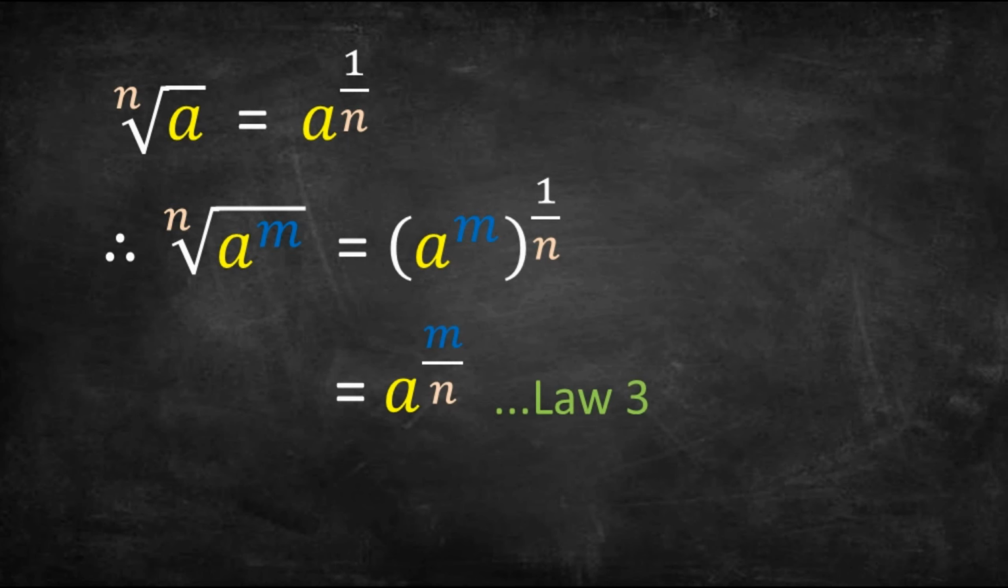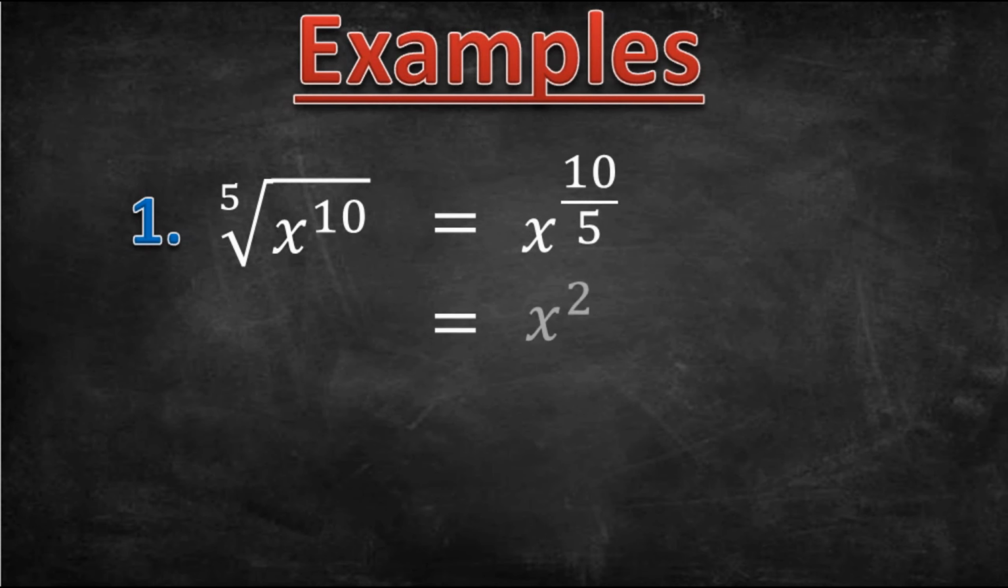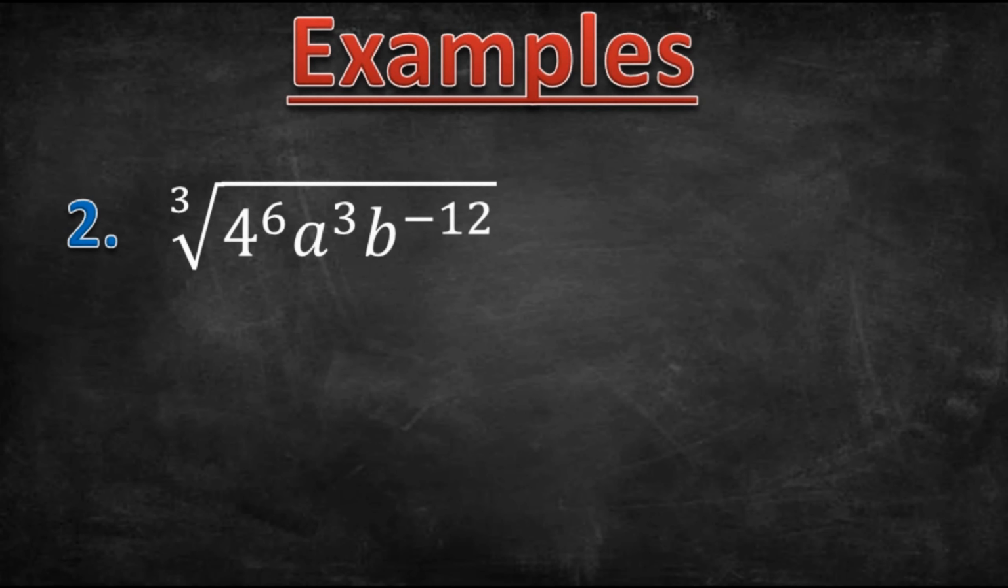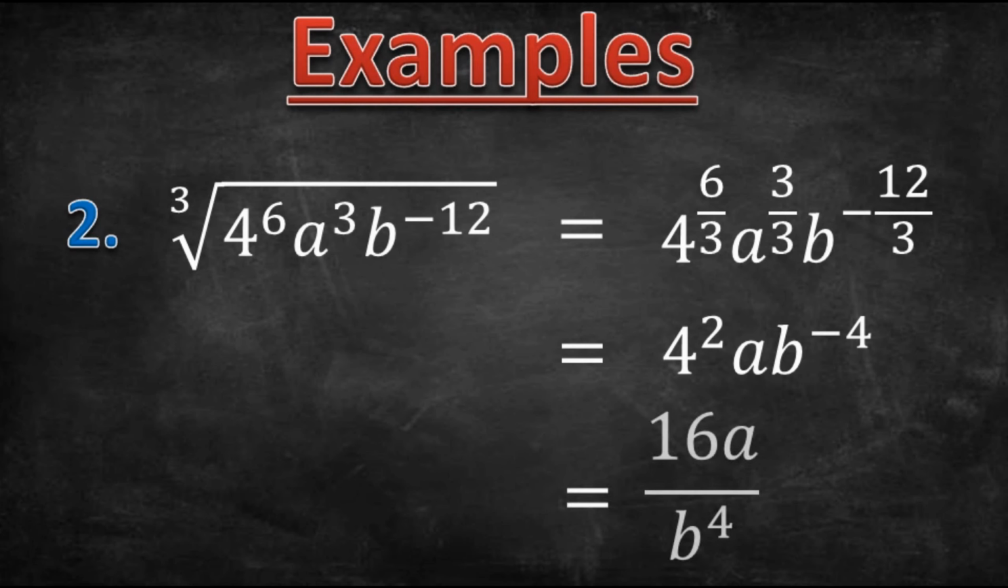So we have the fifth root of x to the 10. Using law 8, we can write it as x to the 10 over 5, and this simplifies to x squared. So here we have a cube root. We drop the cube root by dividing all the powers underneath it by 3. Simplifying, we get 4 squared, a, b to the negative 4. Now we can take the b to the negative 4 into the denominator as a positive power.